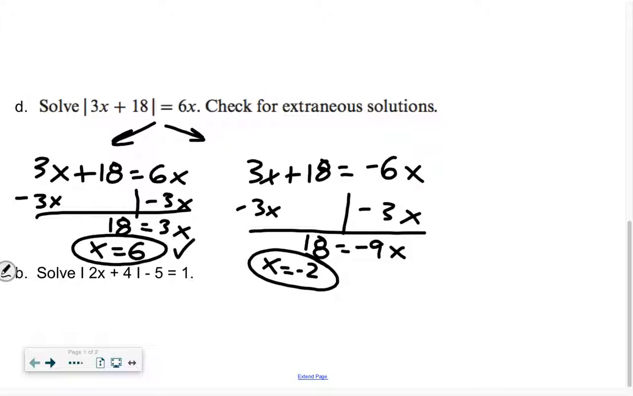How about the -2? No, it does not. Okay, and if you notice, absolute value equal to this expression, well, what do I get when I take 6 times -2? Well, I get -12, and it goes back to the previous example. We can't take the absolute value of something and get a negative value.